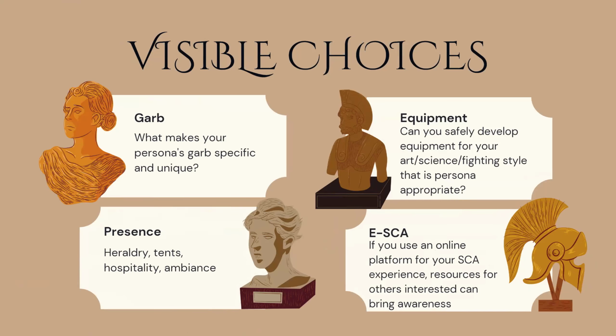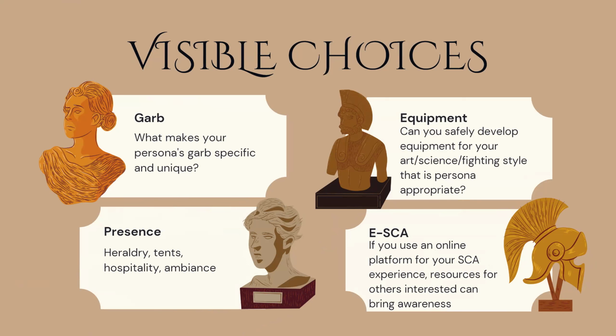So, visible choices that you can make to show your persona. Your garb is a really easy one, but what makes your garb specific and unique is something I really like to think about. So what makes a Norse persona from Sweden different than a Norse persona from Norway? How do you account for weather then versus weather now? Because those are very different things. The choices that you make in your garb are a very easy, very visible way to indicate persona.